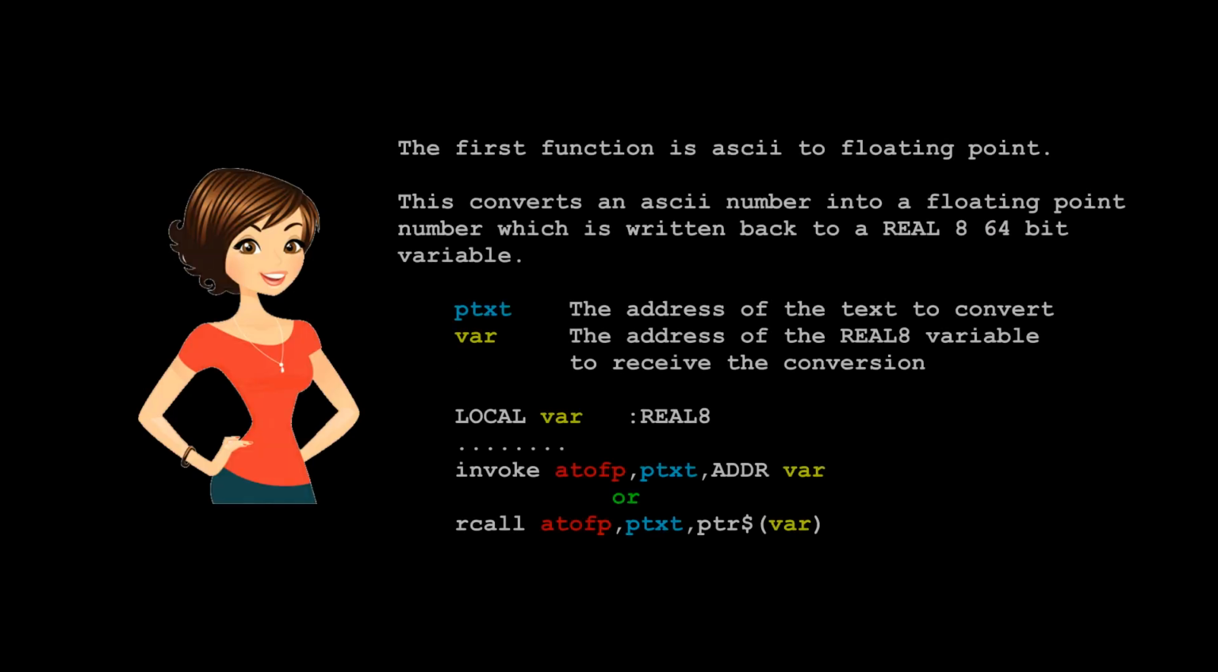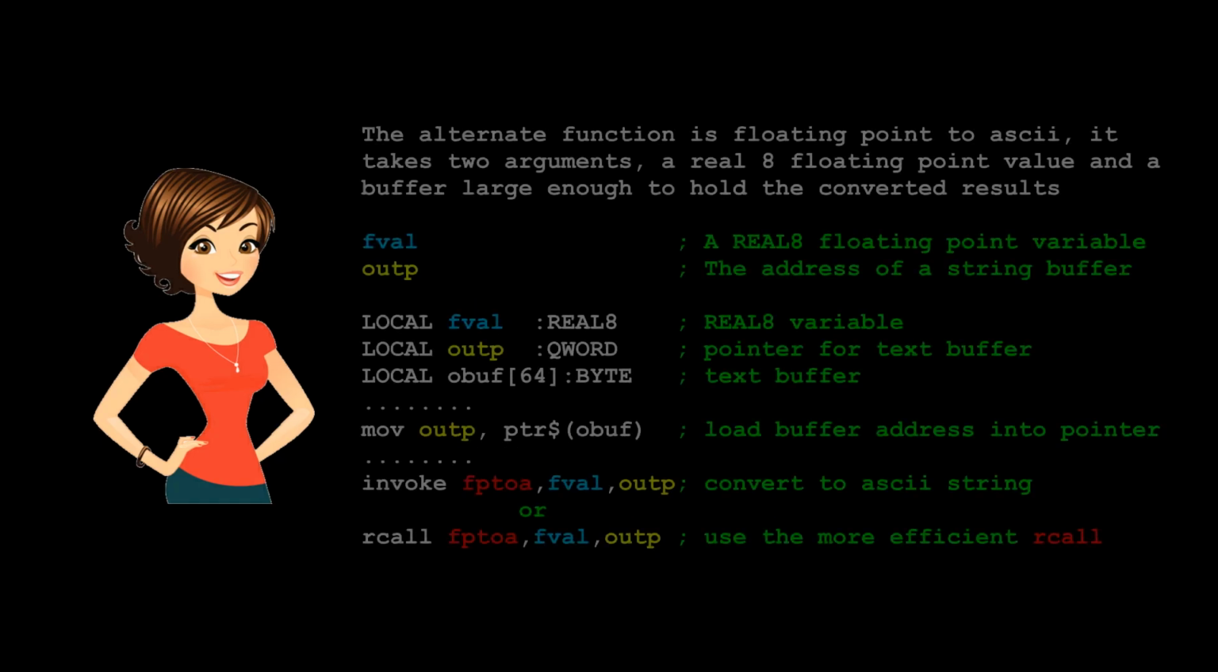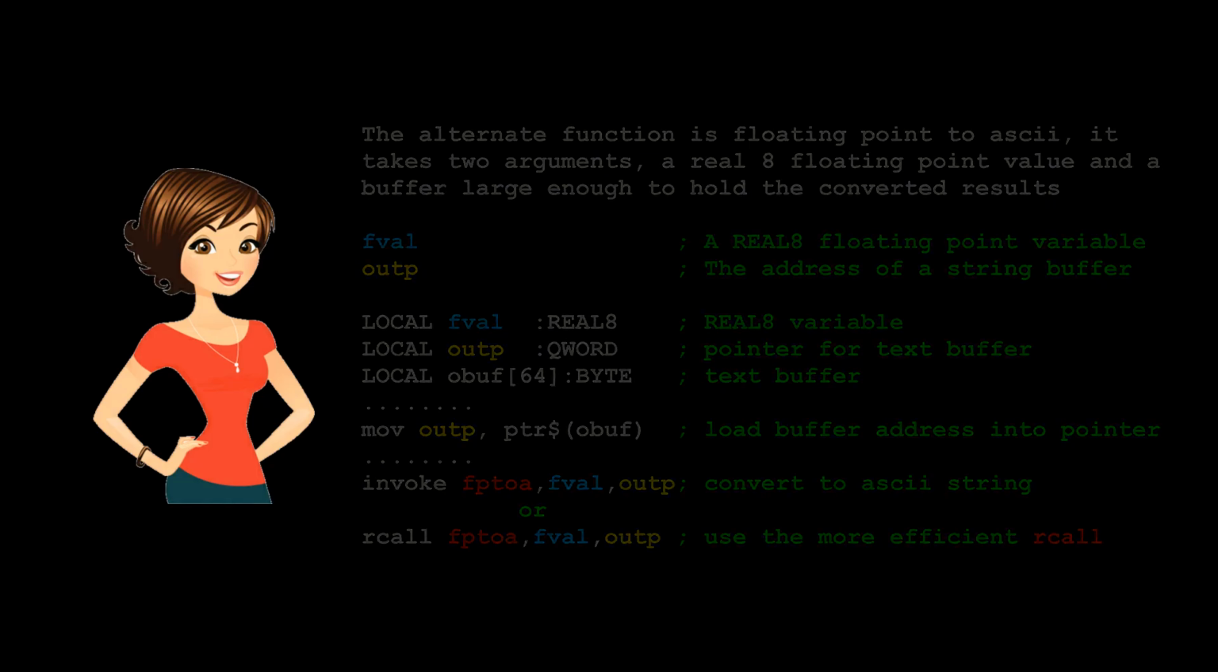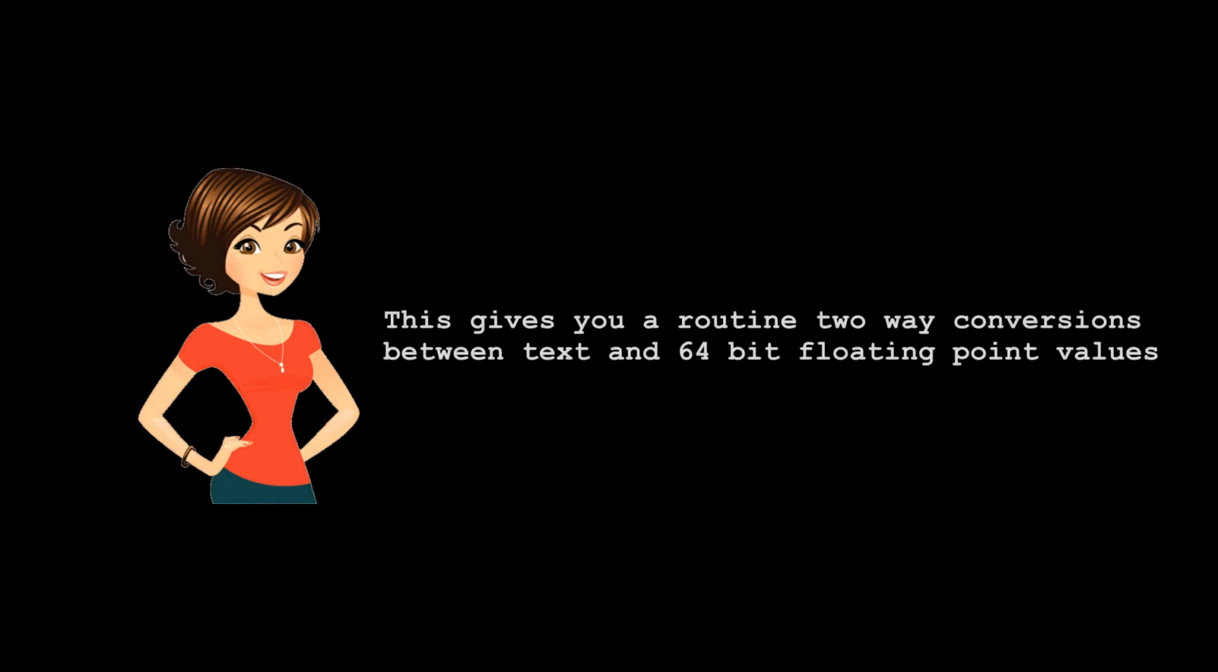The first function is Ascii to floating point. This converts an Ascii number into a floating point number which is written back to a real 64-bit variable. The alternate function is floating point to Ascii. It takes two arguments, a real 8 floating point value and a buffer large enough to hold the converted results. This gives you routine two-way conversions between text and 64-bit floating point values.